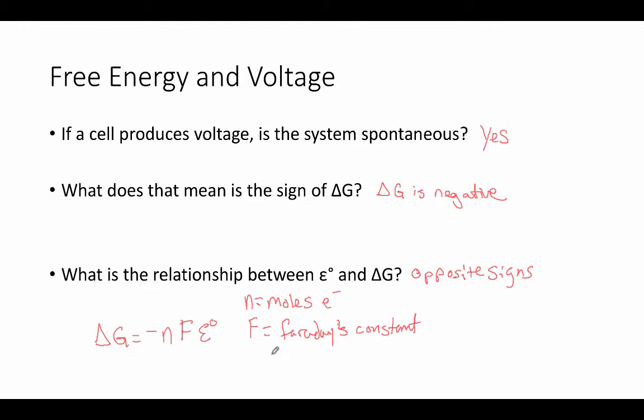And Faraday's constant is that for every 1 mole of electrons, there are 96,485 coulombs of charge. And then E naught is the voltage of the cell.